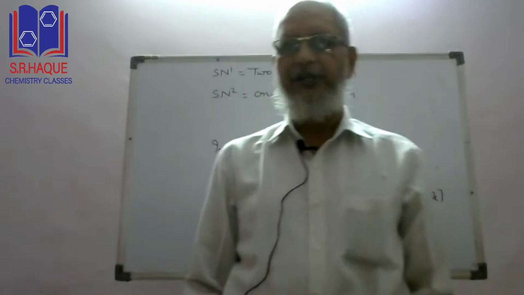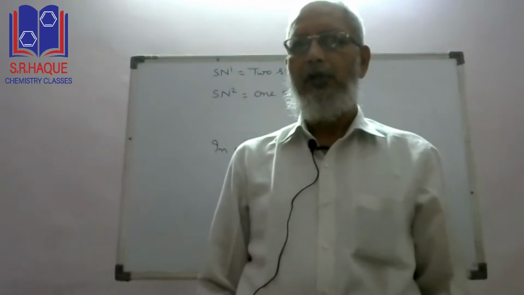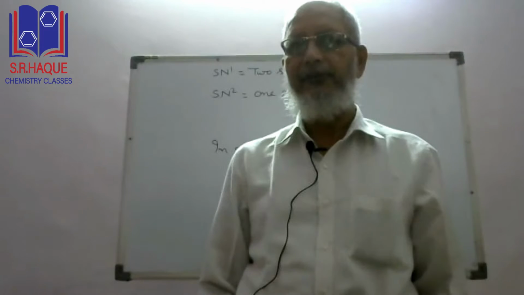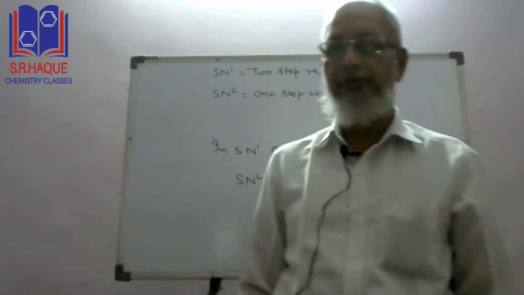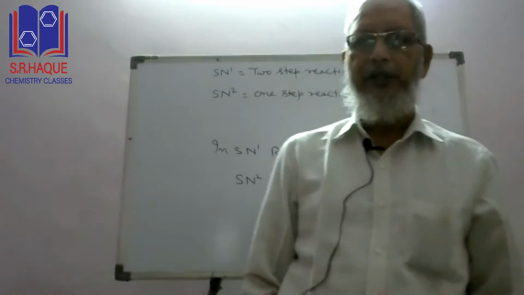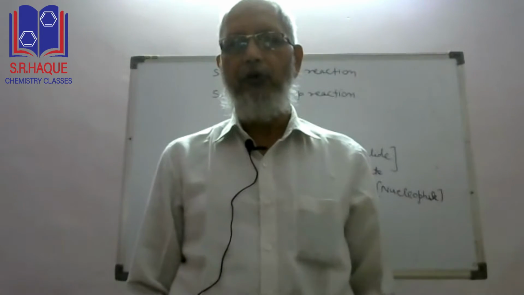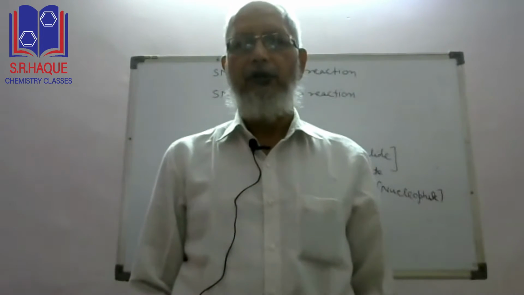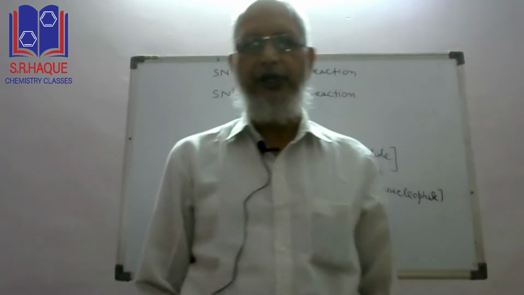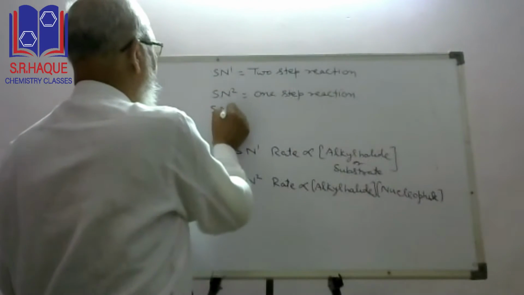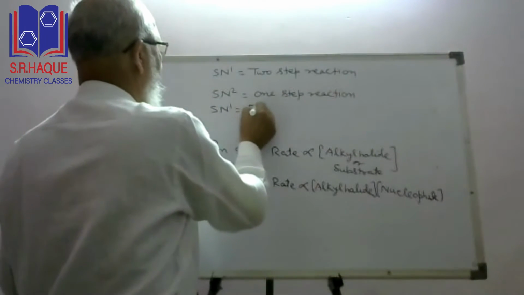In SN1 reaction, there is formation of carbonium ion in the intermediate step or in the rate determining step, and therefore those alkyl halides which will form more stable carbonium ions will more easily undergo SN1 reaction. So in SN1 there is formation of carbonium ion.